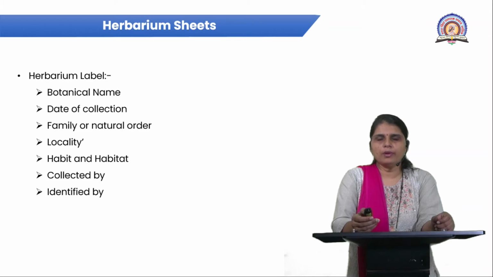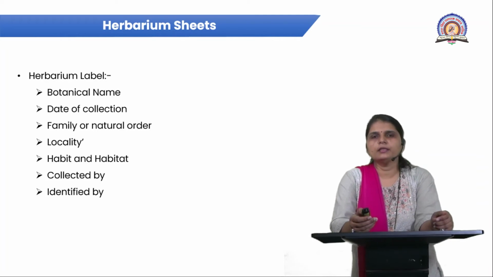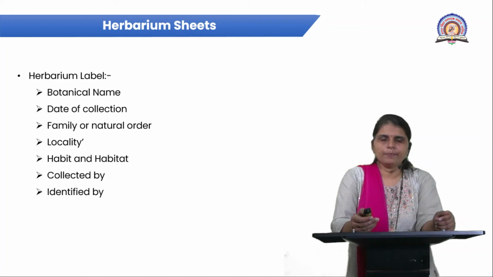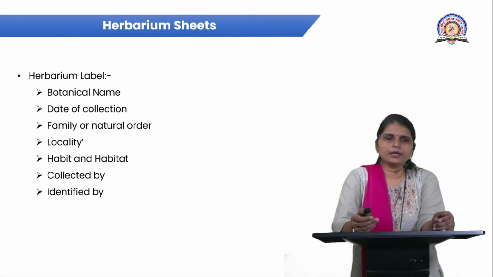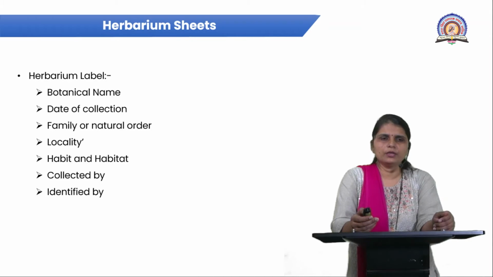Habit means whether the plant is a herb, a shrub, or a tree. Then habitat: we collected that plant from an area, whether a terrestrial area or an aquatic area. The area from which we collected the plant is the habitat, and we have to write it down on our herbarium sheets. Then identified by scientist: the plant is identified by a scientist, and the name of the scientist is written down on your herbarium sheets. Okay.